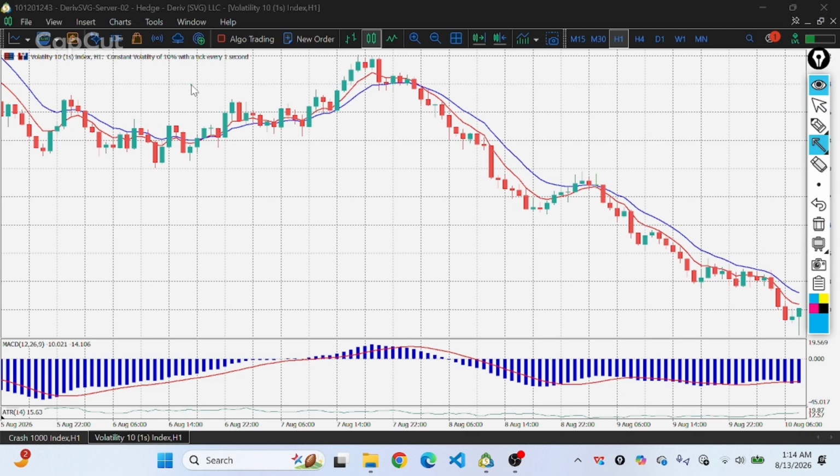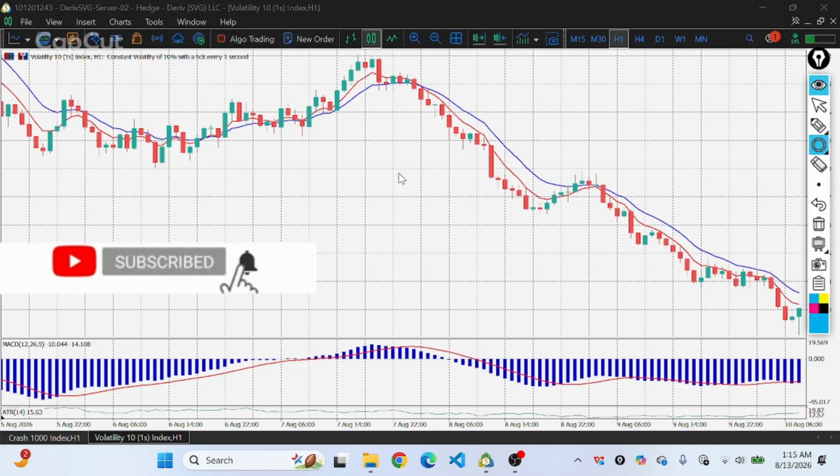We are going to be looking at the Volatility 10 (1s) at the H1 time frame only. The red line is the 6 exponential moving average. The blue line is the 12 exponential moving average. We start to confirm a signal when we get a crossover.